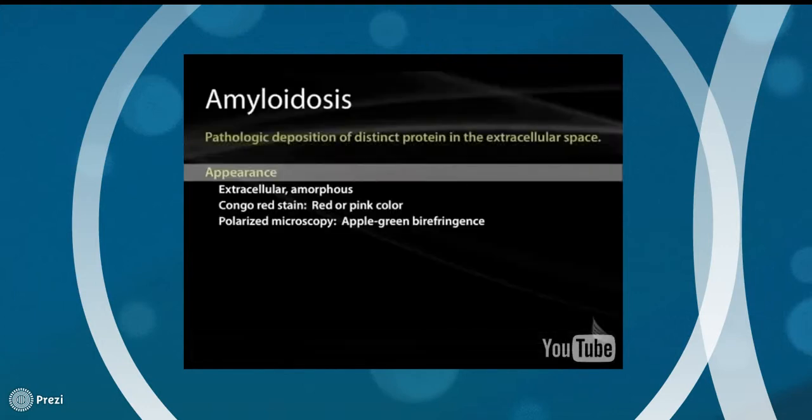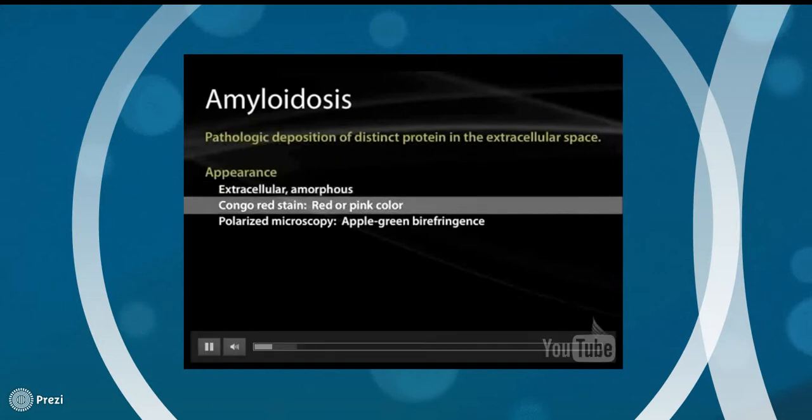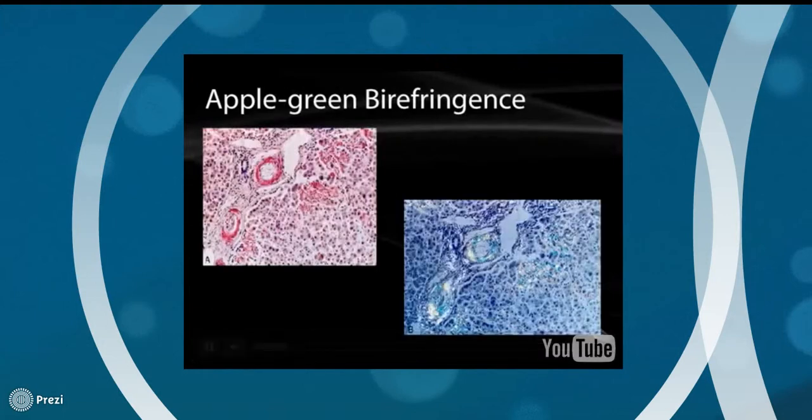The appearance histologically is of an amorphous appearing, often pink appearing protein that is deposited in the extracellular space. Pathologists use a particular stain called the Congo red stain, which highlights the apple green birefringence of the amyloid deposited around the blood vessels and also within the extracellular space around some of the surrounding cells.